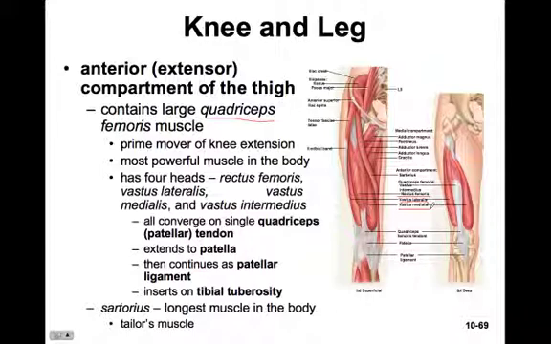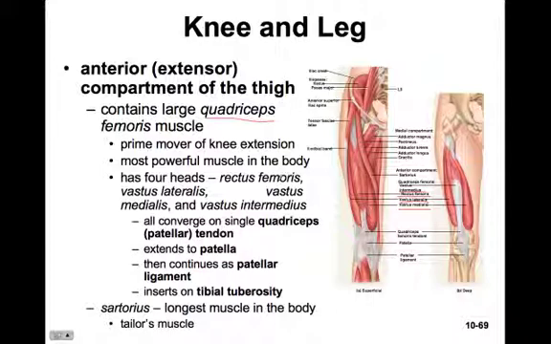And then where's the 4th one? Well, right beneath rectus femoris, we see vastus intermedius. You can see that highlighted in this deep visual here. The quadriceps muscles are the prime mover of knee extension. It's the most powerful muscle group in the body.